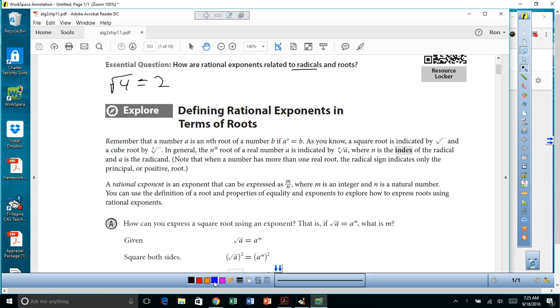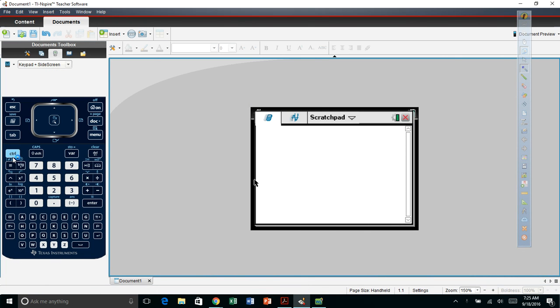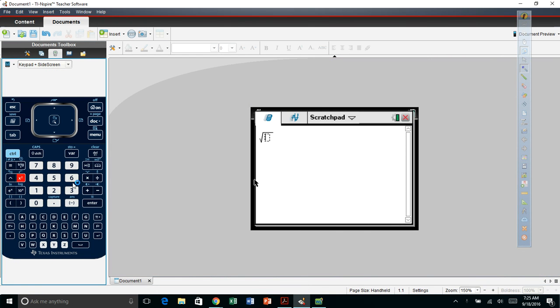A rational exponent, kind of new to you, that would be like 4 to the 1/2. And again, that equals 2. And we can try that in our calculator. The square root of 4 is 2, and 4 to the 1/2 is also 2. You can see, so they're both ways to express the same thing.